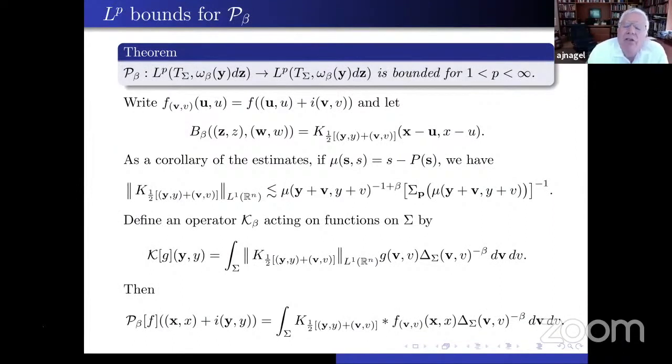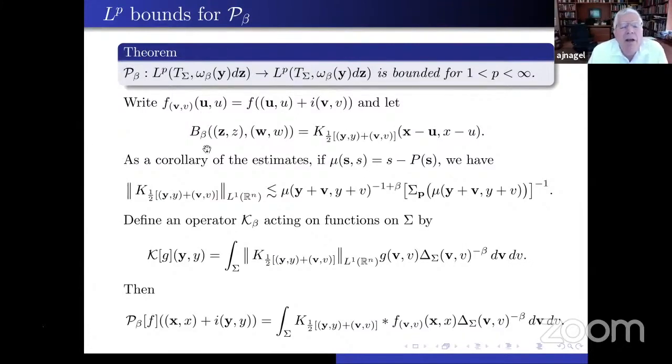As a consequence of this, I want to finish by saying that one can show that this Bergman projection is actually bounded in LP for P between 1 and infinity. And to see that, let's argue as follows. I'm going to have functions of n+1 complex variables, and I'm going to write that as a parameterized function of real variables in the following way.